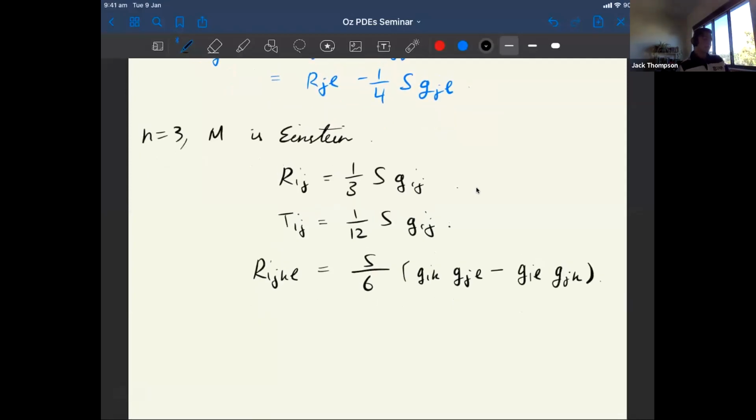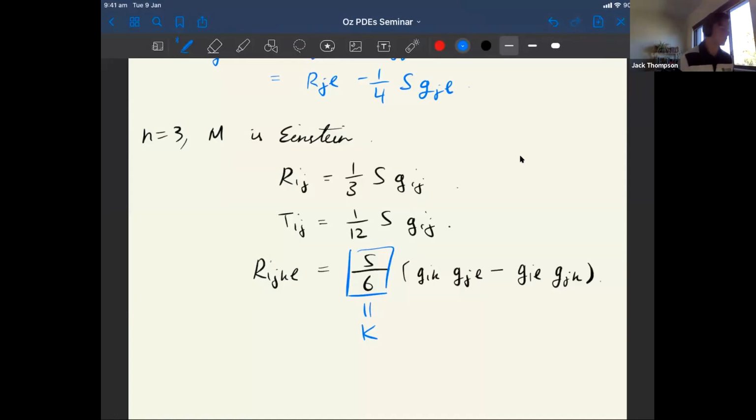So something to note here is that this means that my sectional curvature is equal to 1/6 of the scalar curvature. But since I'm in 3 dimensions and I'm Einstein, I know I have constant scalar curvature, which implies that my sectional curvature also has to be constant. So in fact, if we're in 3 dimensions and our manifold is an Einstein manifold, we're actually in the constant sectional curvature scenario.